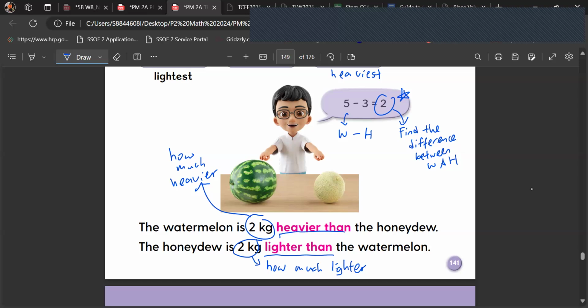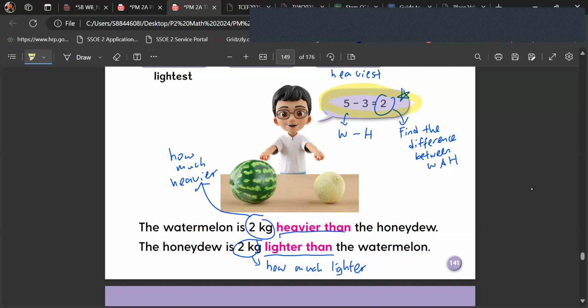Can you understand? That's why this equation is important, because it tells you how the watermelon and honeydew are not the same to each other. How are they not the same? They are different. How much difference? Oh, the watermelon is heavier by 2 kilograms. If I take away 2 kilograms from the watermelon, it becomes just like the honeydew. If I give 2 kilograms to the honeydew, it becomes just like the watermelon.